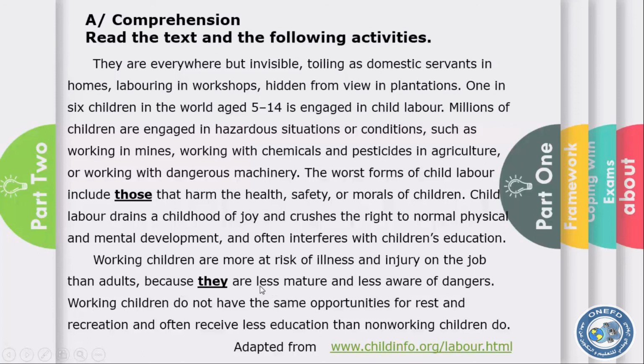So in this sentence, who is less mature and less aware of dangers? Is it the adults or the working children? No, it's not the adults, it's working children. The children that are working are the subject, and we refer to it as "they" to avoid repetition. We cannot say working children are more at risk of illness and injury on the job than adults because working children are less mature and less aware of danger. So in order to avoid repetition, we replace it with a personal pronoun, which is "they". So "they" refers to working children.